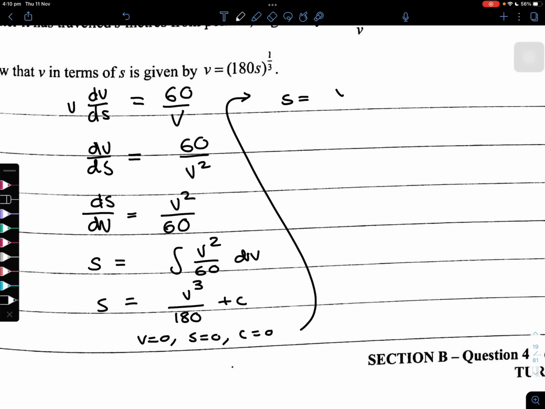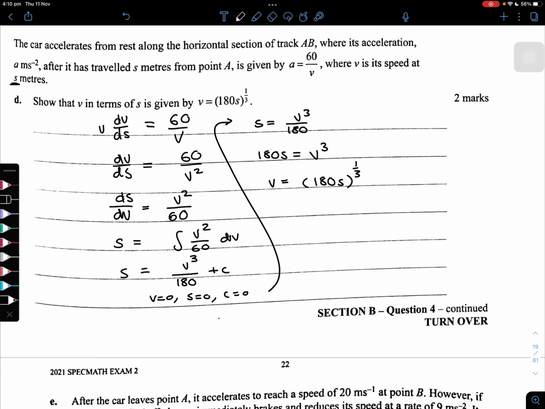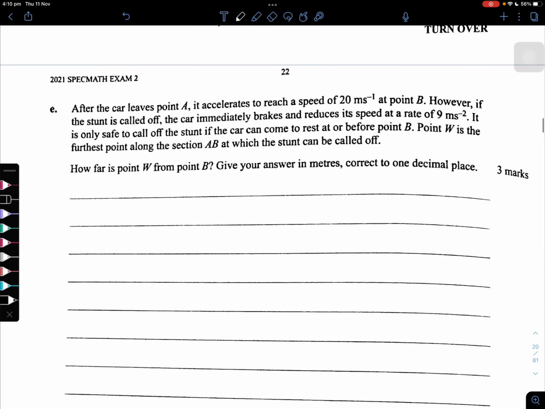Going back up here, we get s is equal to v cubed on 180. Times both sides by 180, and then take the cube root of both sides. So we get v is equal to 180 s to the power of 1/3. Okay, that would be my answer there.